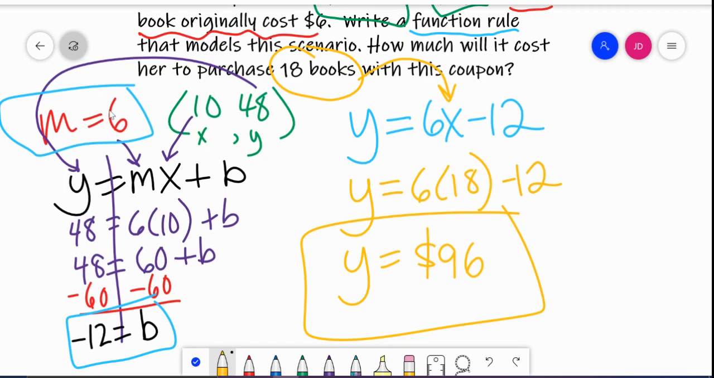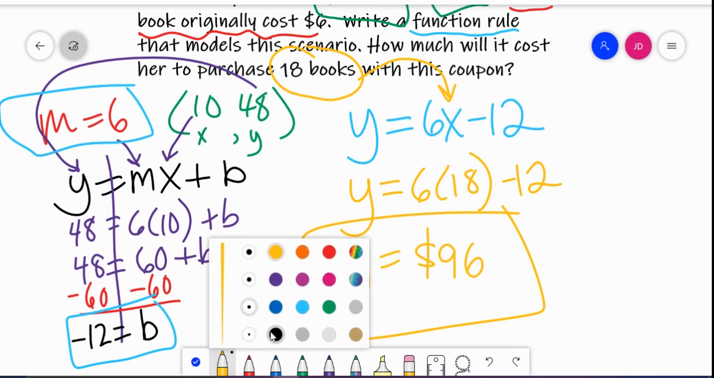All right. So important. We find m, we find our x, we find our y. Use our slope-intercept equation to find b. And then once we have our function rule, answer the question at the end by substituting in for the x in this scenario. Sometimes you might have to substitute in for y. Let's see if the next one is like that.